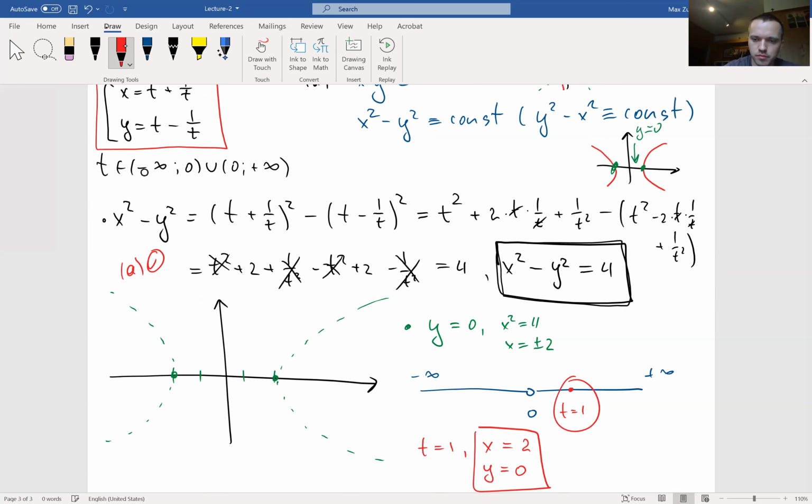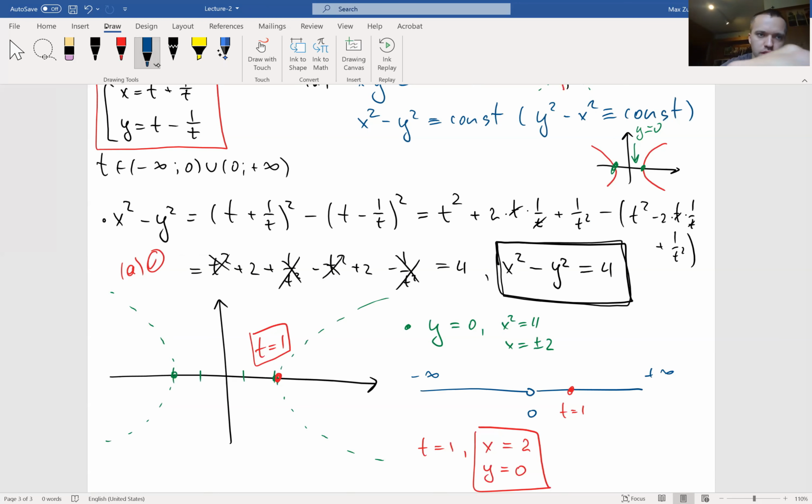I just take this component and plug it in inside those equations to find t. So for t equal to 1, I'm going to obtain this point over here. Okay, and right now we can analyze. So let's take this point, t equal to 1.